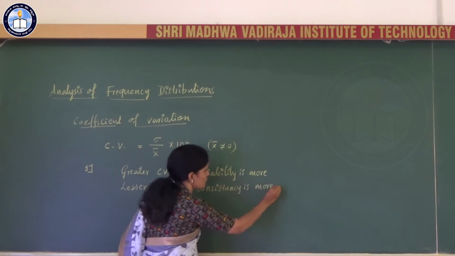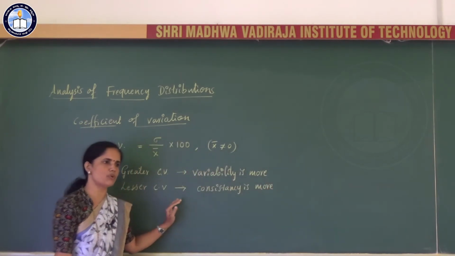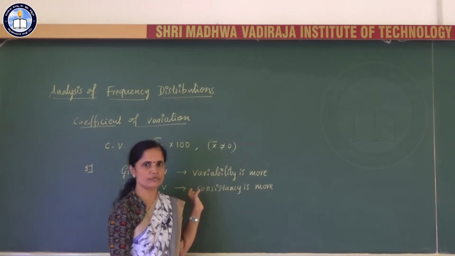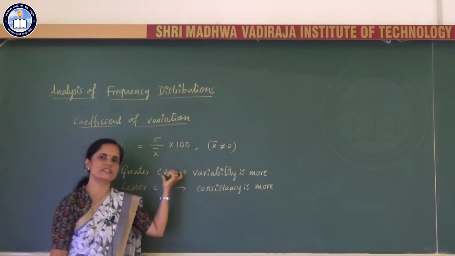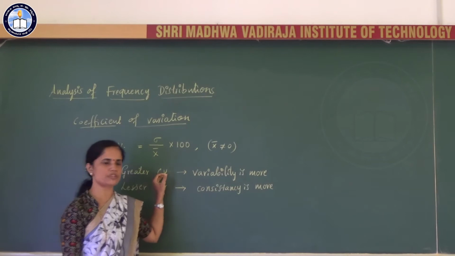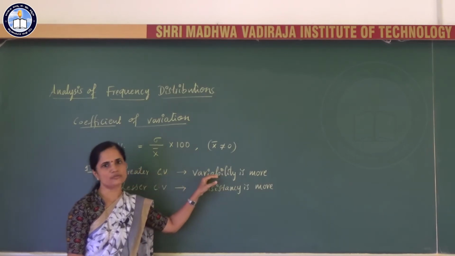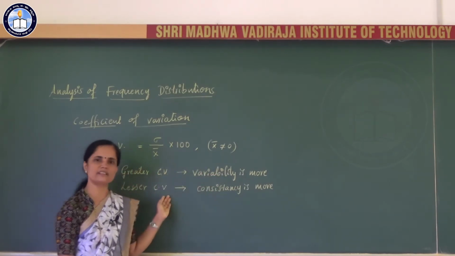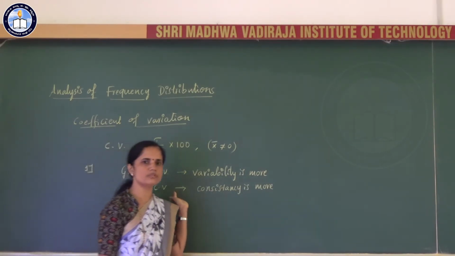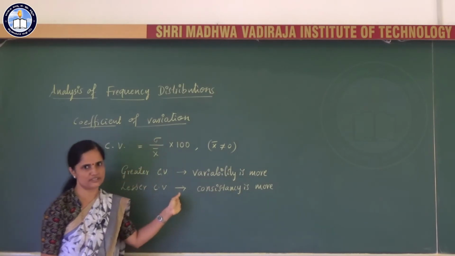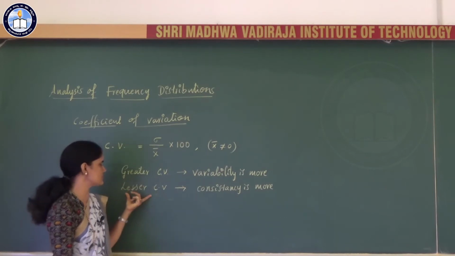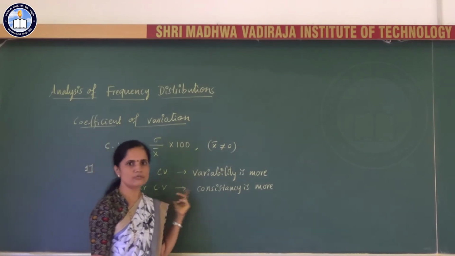The question may be in two forms. They will give two or more series and ask which series is having more variability. Then you must select the series having more coefficient of variation, because greater the coefficient of variation, variability is more. Or the question may be about the consistency. They may give two or more series and ask which series is more consistent. Then you must select the series having the lesser coefficient of variation.